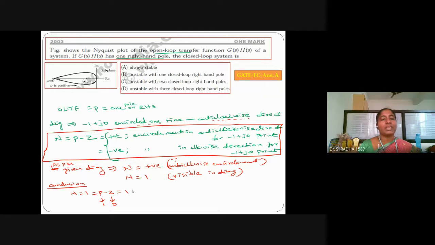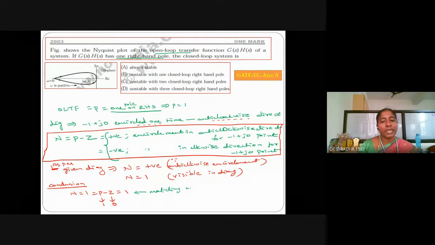From the diagram we calculated N equal to 1, so I am finalizing P value 1 and Z value 0. The P value of 1 is already given in the question: one right hand pole. So P equal to 1, and it is matching with the anti-clockwise encirclement, the encirclements in the diagram.